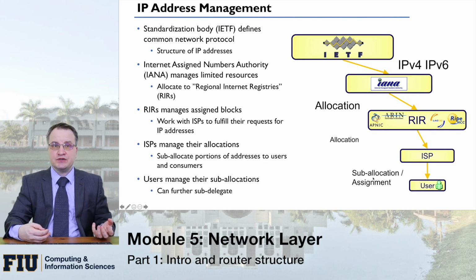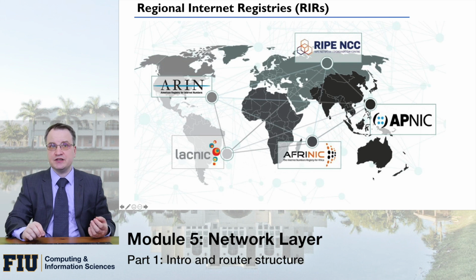And finally, as users, we technically don't go to RIRs, since RIRs deal with ISPs specifically, but we also get our IP addresses, as part of so-called sub-allocations from the ISPs. This is just a highlight of several RIRs that exist in the world. Effectively we have five: for North America, Latin America, Europe, Africa, and the Asia Pacific region.